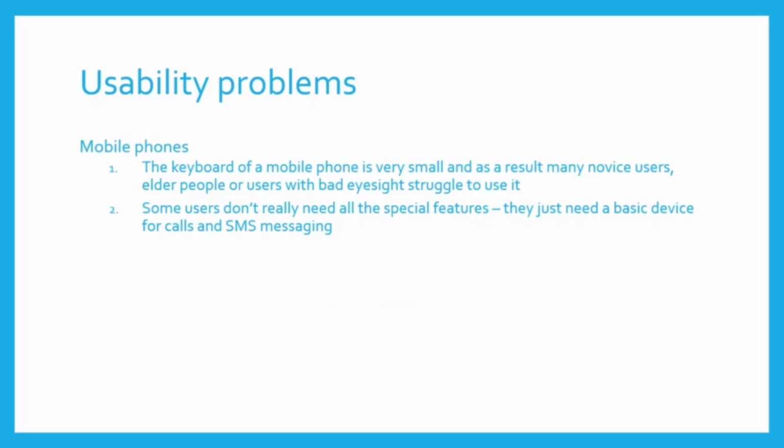For mobile phones, the keyboard of a mobile phone is very small, and the screen as well is very small, so it may result in many novice users, elderly users, or users with bad eyesight struggling to use it. And for some users, they don't really need all the special features, they just need a basic device for calls and SMS messaging. And for them, the mobile phones with all these complex features just increase complexity and actually decrease effectiveness and efficiency in using it.